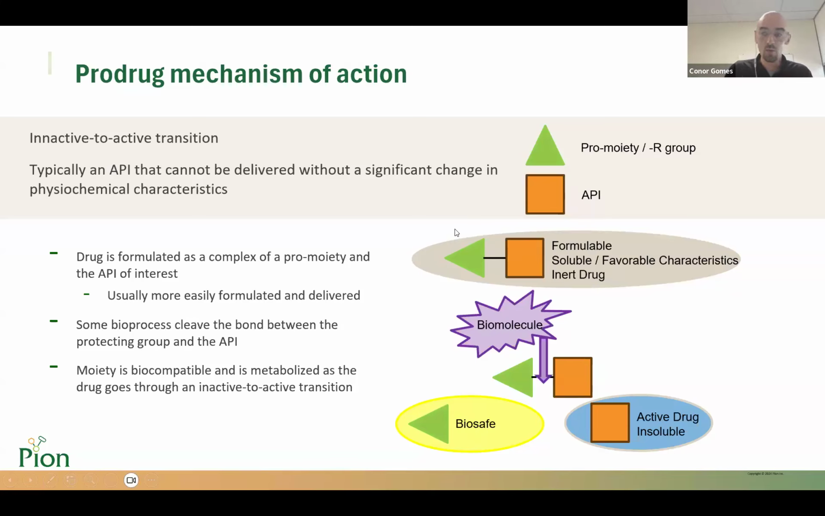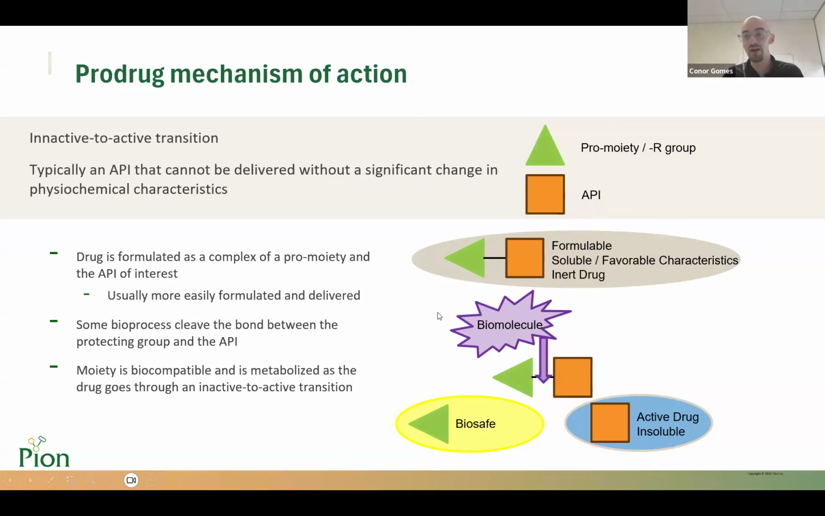The prodrug will most likely be much more easily formulable for the formulation scientist. It will be normally soluble within an aqueous environment, so that it can be administered easily. However, the API, when it is attached to this promoiety, will be inert. It will not be able to be active until that promoiety is cleaved. So that promoiety is normally cleaved by a native biomolecule.